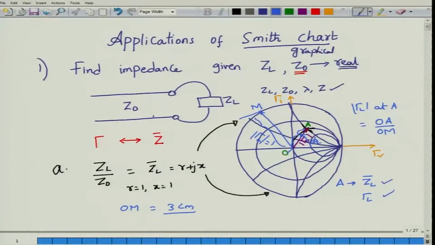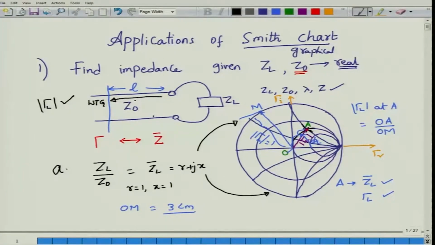These values are known at the load, but let us say I want to find the impedance at this particular plane, which happens to be some distance L away from the load. Now, remember the behavior of the reflection coefficient magnitude. As you move away from the load towards the generator, or towards the source, the magnitude of gamma L will remain the same.